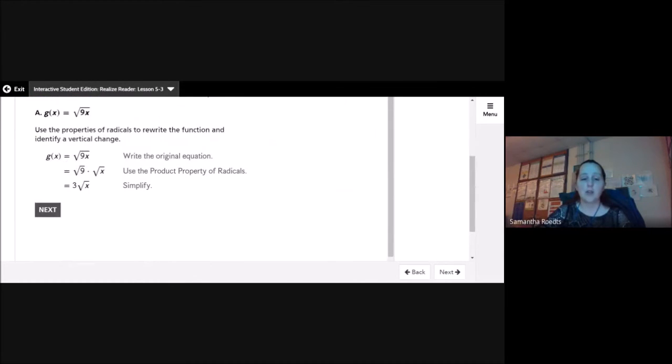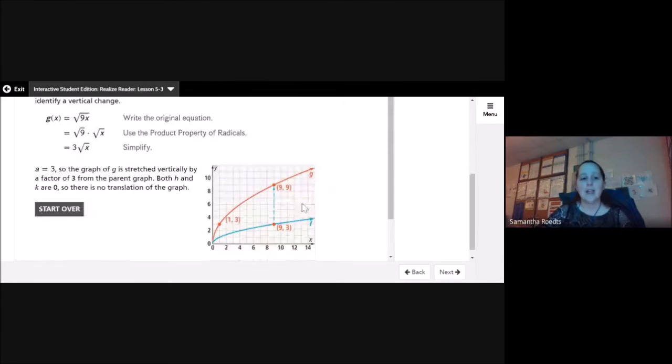G of x equals the square root of 9x. Well, the square root of 9x can be rewritten as the square root of 9 times the square root of x. We know the square root of 9 is a perfect square, which equals 3. So 3 square root of x. So a equals 3, so the graph is stretched vertically by a factor of 3 from the parent graph. Both h and k are 0, so there is no translation of the graph.